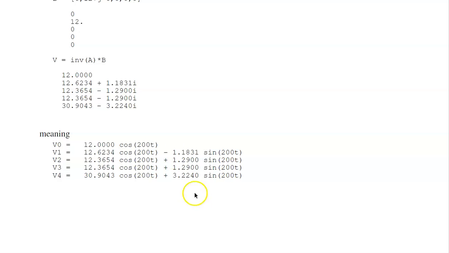solve. I now get a different answer. Note that the phasor form assumes the frequency. The input was at 200 radians per second. The output is at 200. So this is the output when the input is 12 cosine 200t.